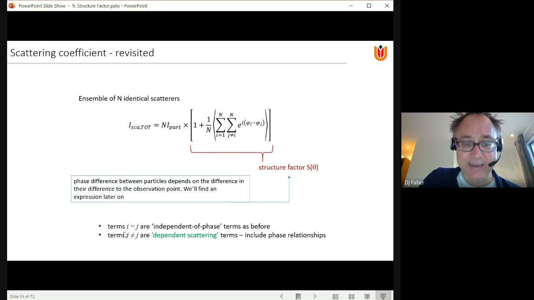Okay, then the i equals j terms are usually called the independent terms, independent of phase. Basically, there is no phase information in there, and the terms for i not equal to j are the dependent scattering terms. They depend on phase relations between particle pairs.